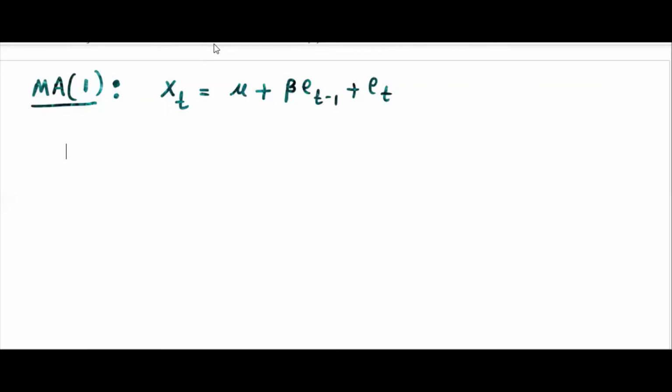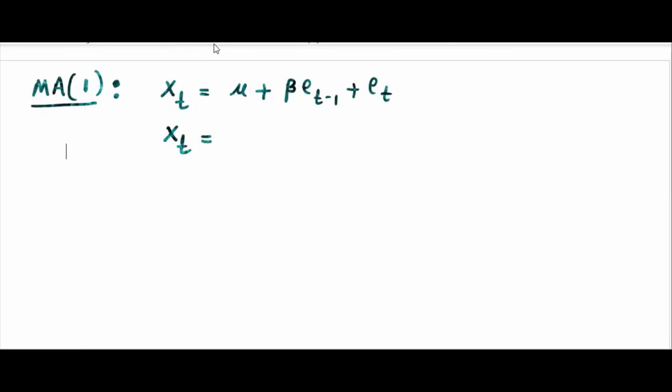I mean, we saw two MA processes. If you remember, I took the coefficients half and 2. In both the cases, we had the same autocorrelations. We don't want that. So we'll see what invertibility is here.